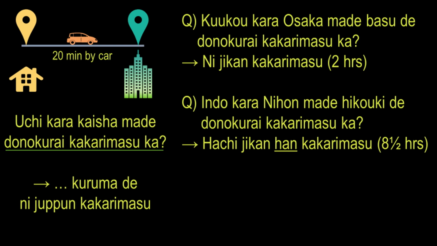For 30 minutes, you can also use 30 分, but the Japanese normally use han to express the half an hour portion of the time in case of 1.5 hours, 2.5 hours, and so on. Let me give you another example.